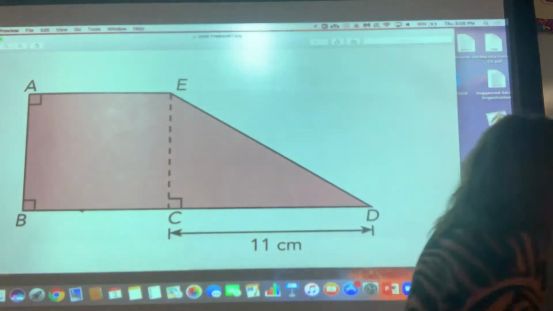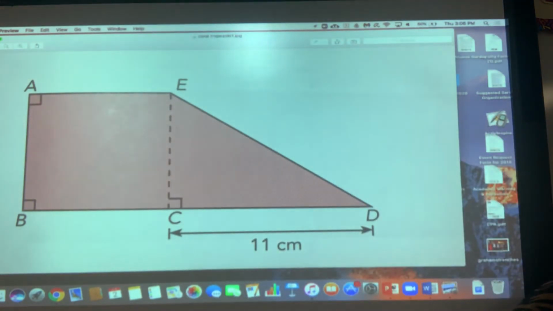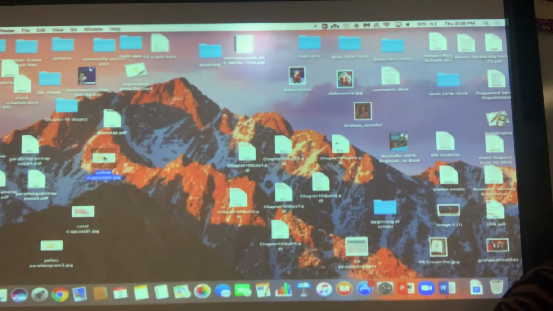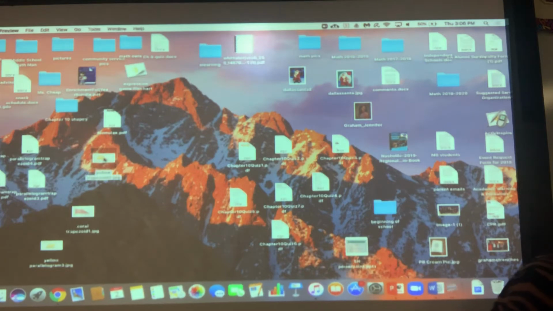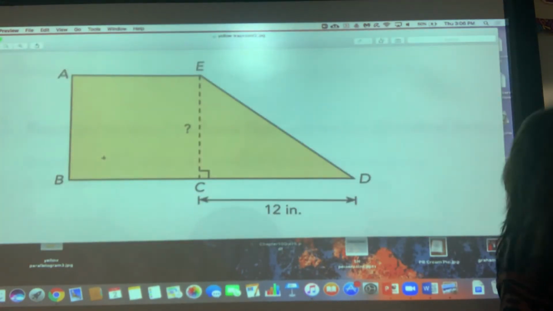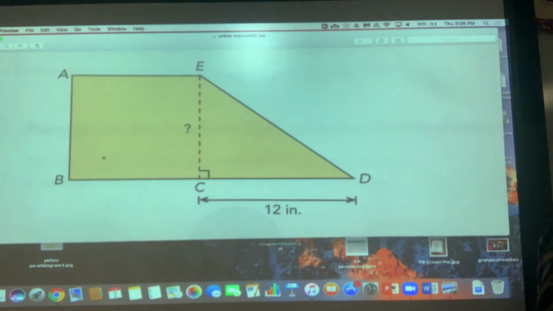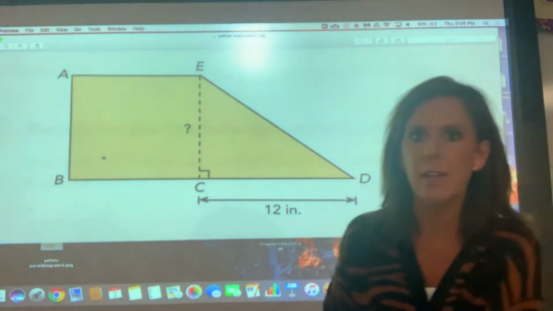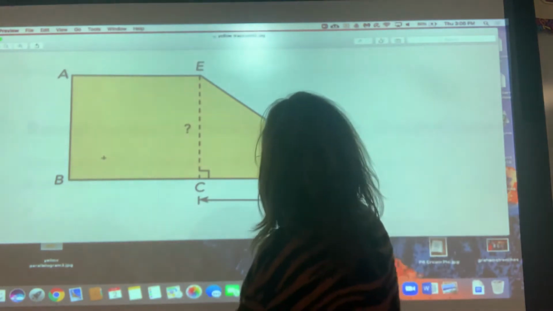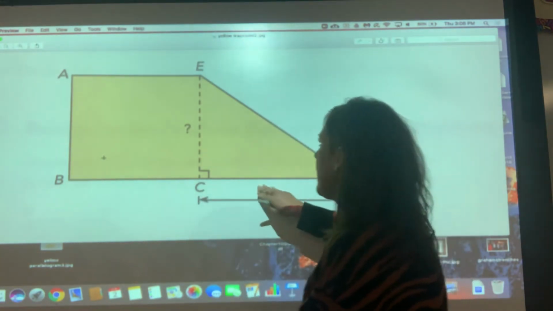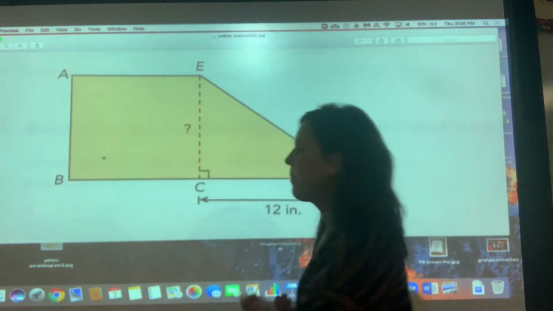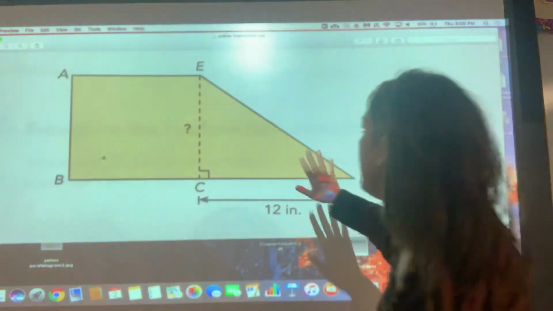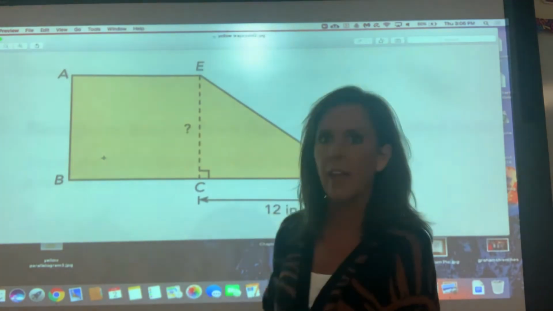Let's look at a different composite figure. It looks very similar, but I'm going to give you some different information than I did last time. This is also a trapezoid, but we don't have the information needed to use the trapezoid formula to find the area. This time we're given this, and we're missing this, same as last time, but this time I'm going to give you the area of the triangle.